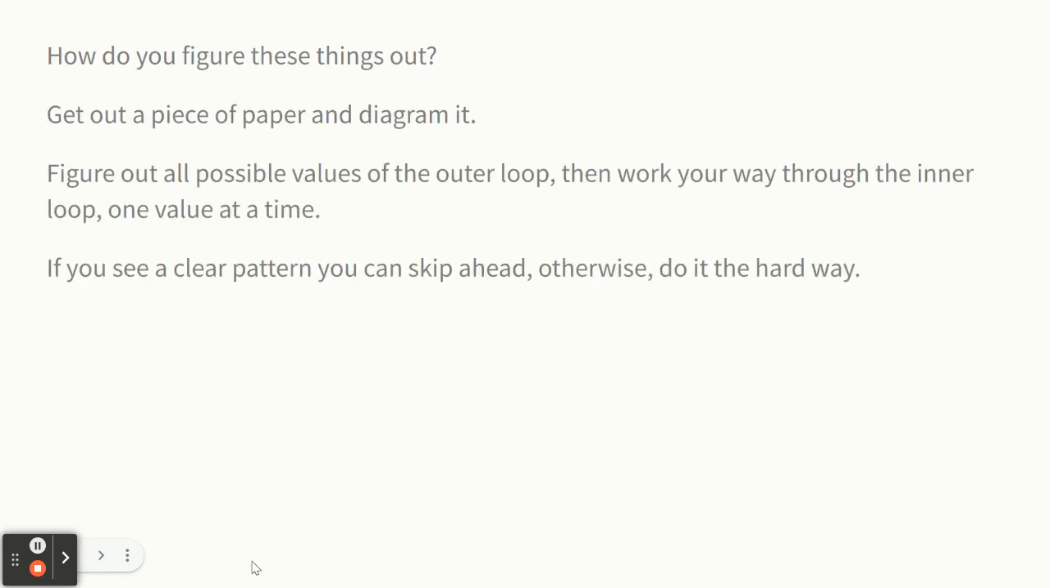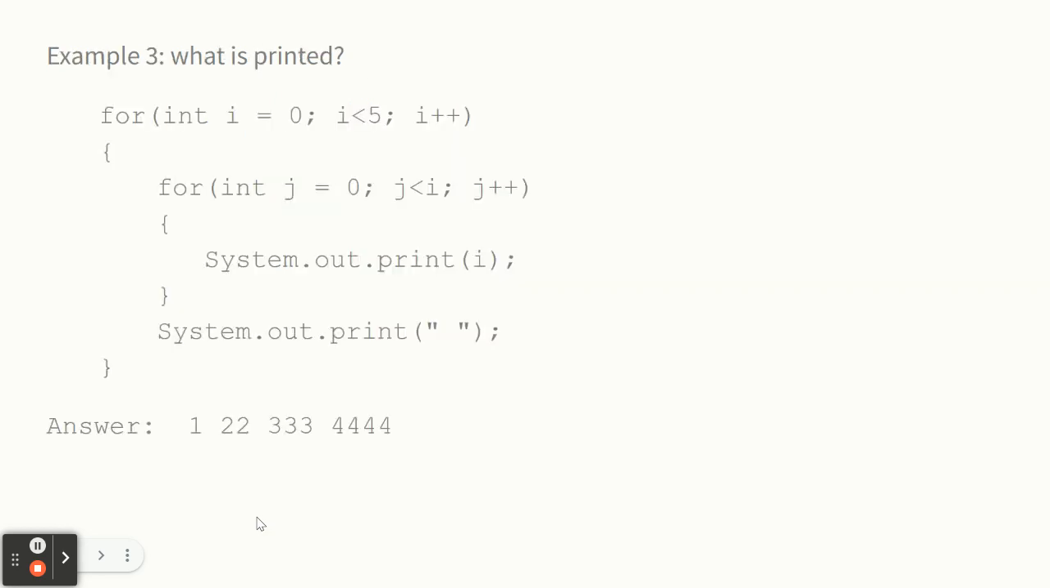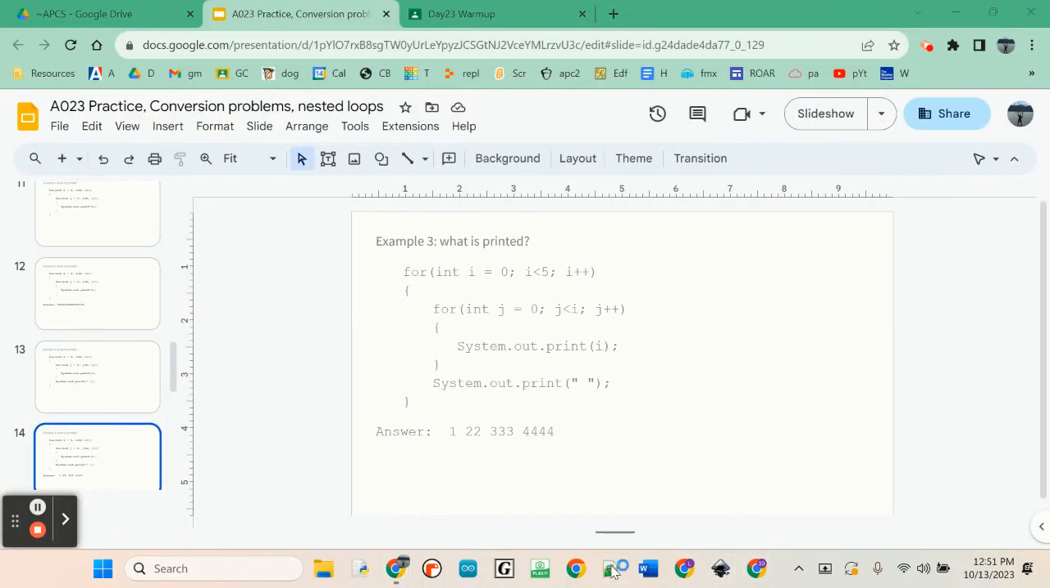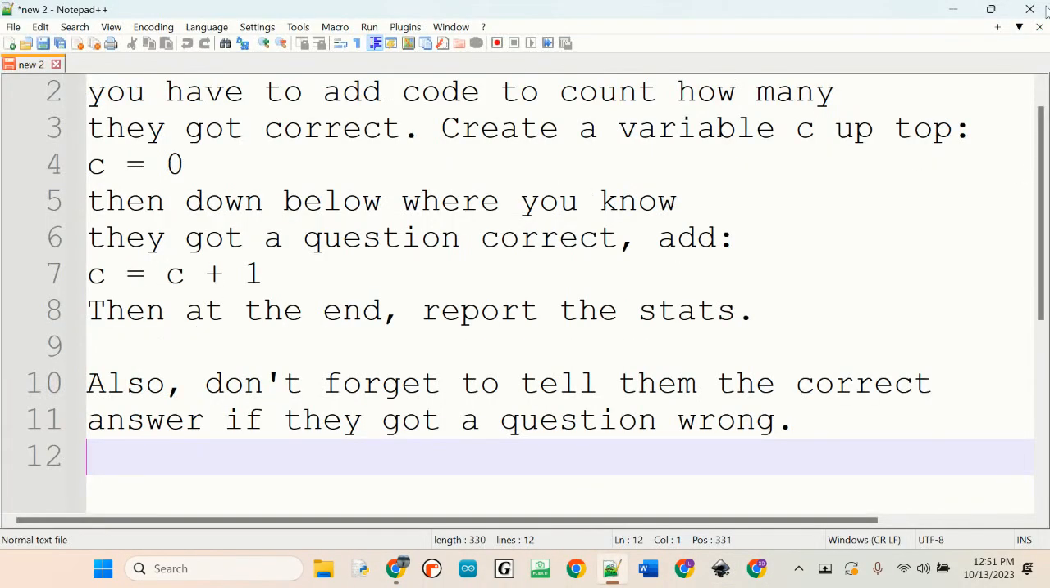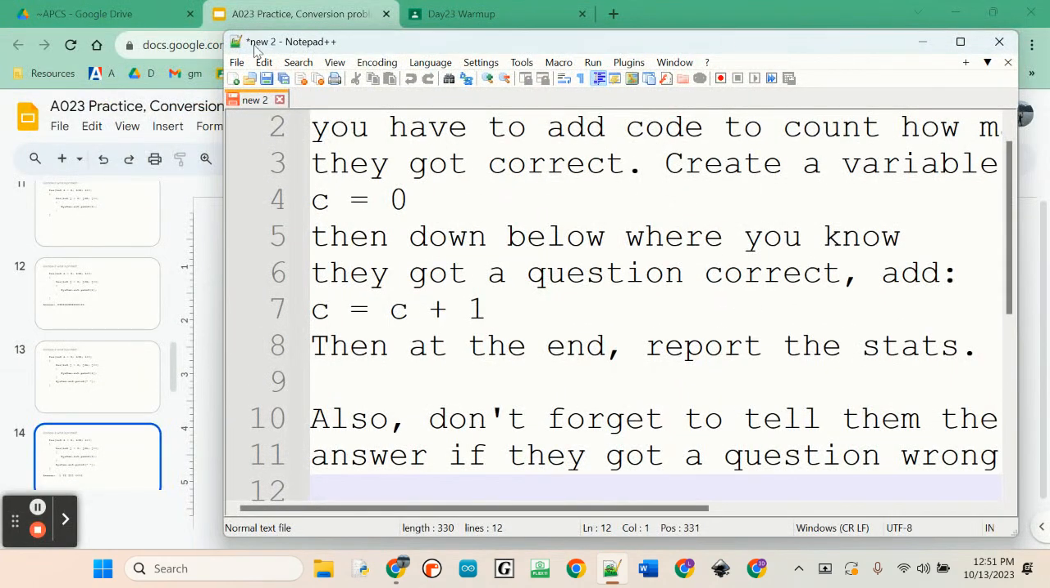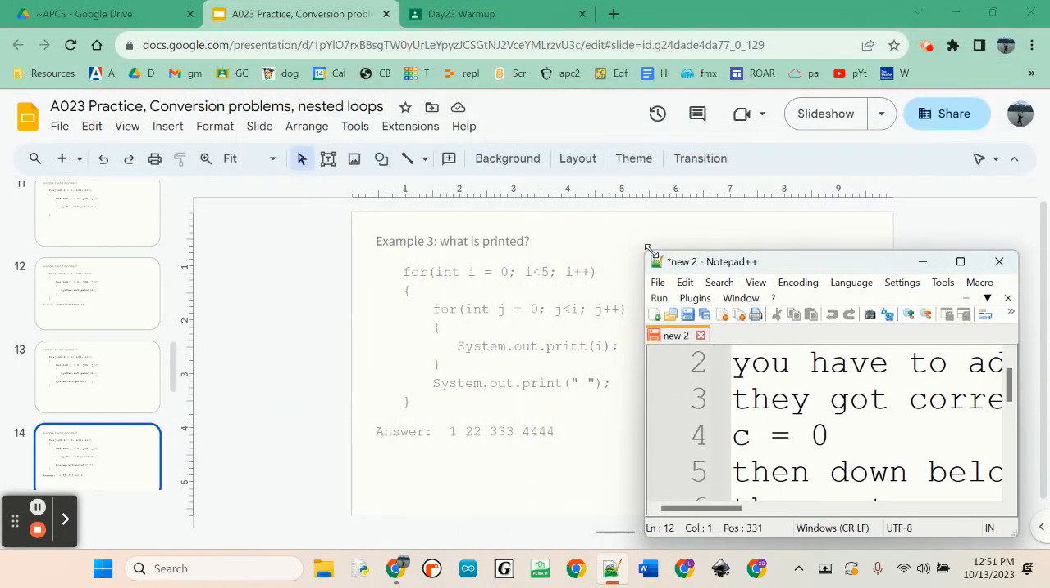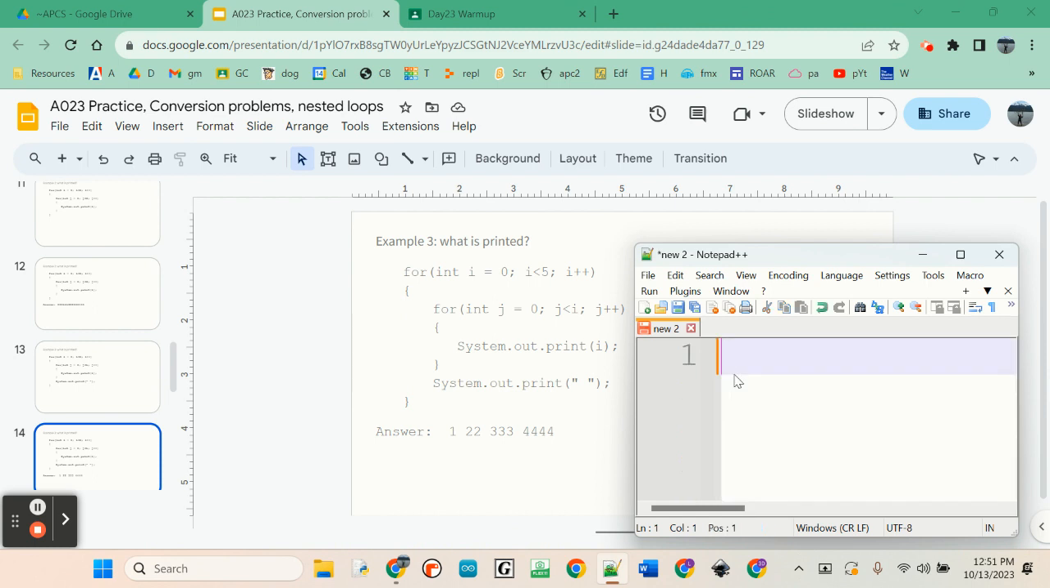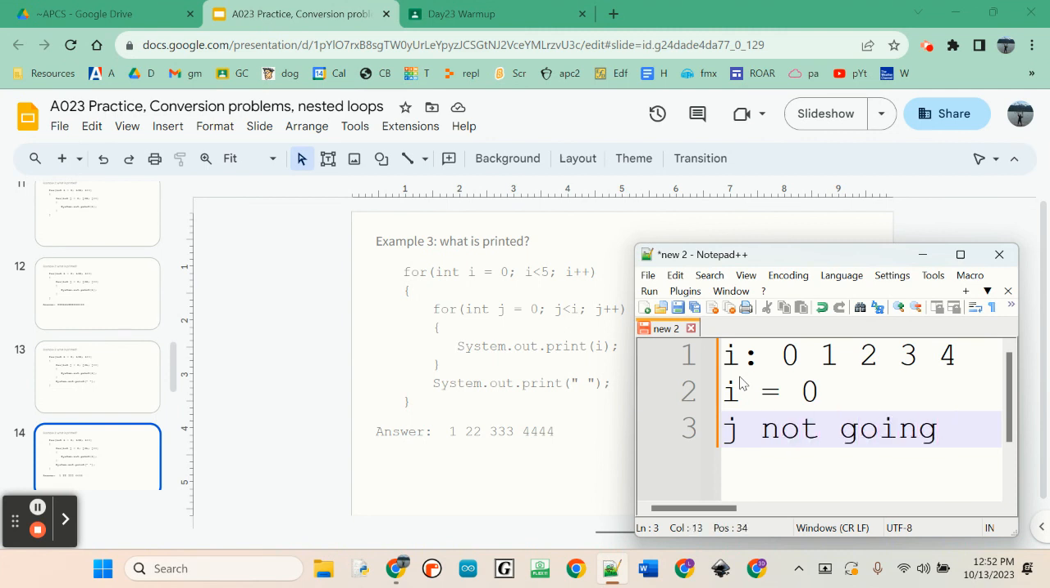My advice, people, how do you figure these things out? Get out a piece of paper. So let me show you. I don't have paper that I could show you, but I do this on my paper. So I say, okay, I is going to go 0, 1, 2, 3, 4. Okay, and then I'm going to start the loop. I equals 0. Now, J, not going to run, because J starting at 0 is never less than 0.